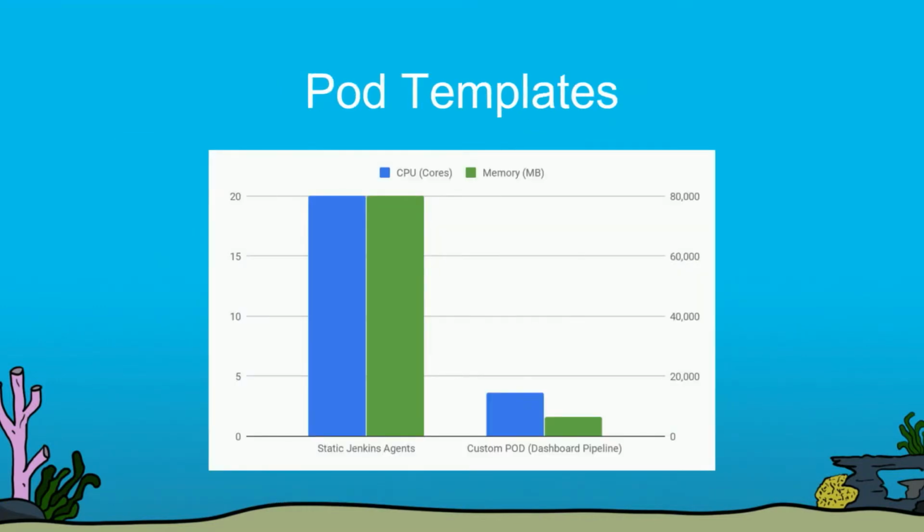What that allows you to do is specify exactly what your pipeline needs. This is an example where we used to use 5 full VMs, 4 cores, 16 gig of RAM, with 4 executors on each to run our main build pipeline. And then we made a custom pod template that has exactly what that pipeline needs, and we're able to reduce the compute and memory significantly because we didn't need all that extra stuff.